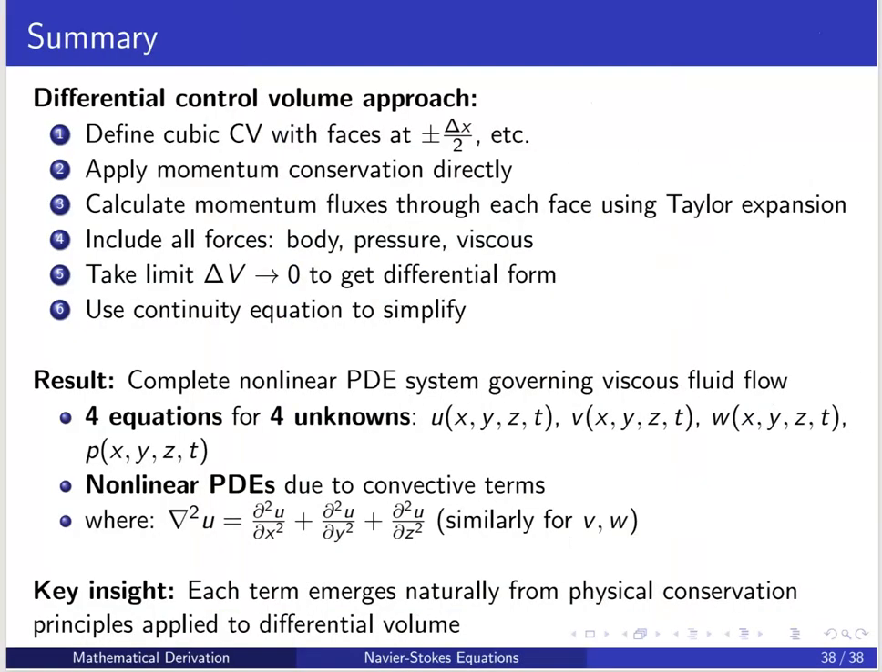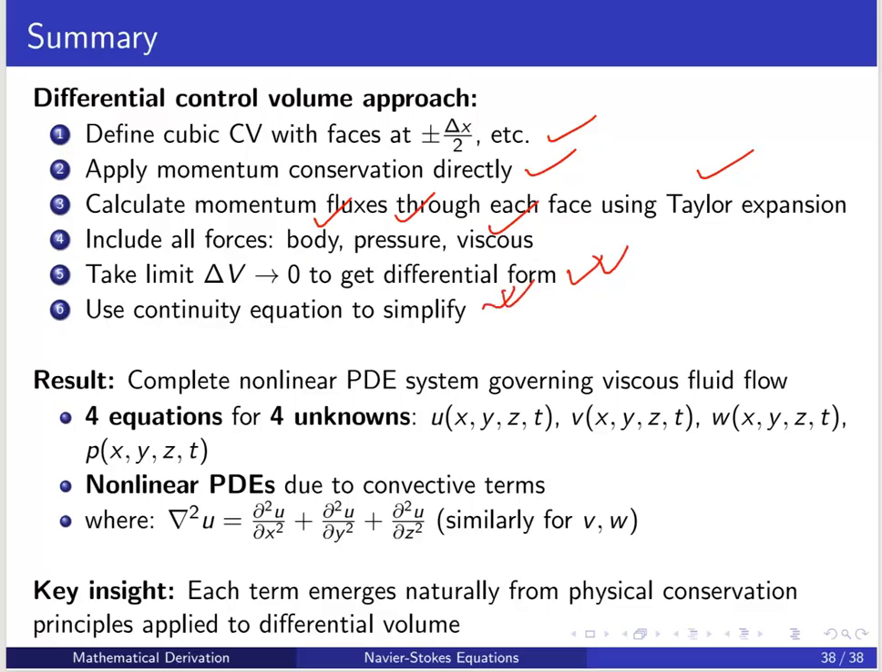So now here is the summary. Differential control volume approach: define a cubic CV with faces at plus minus del x by 2 etc. Apply momentum conservation directly. Calculate the momentum flux through each face using Taylor's expansion. Include all forces: body force, pressure force and viscous force. Take the limit del V equal to 0 to get the differential form. Use the continuity equation to simplify.